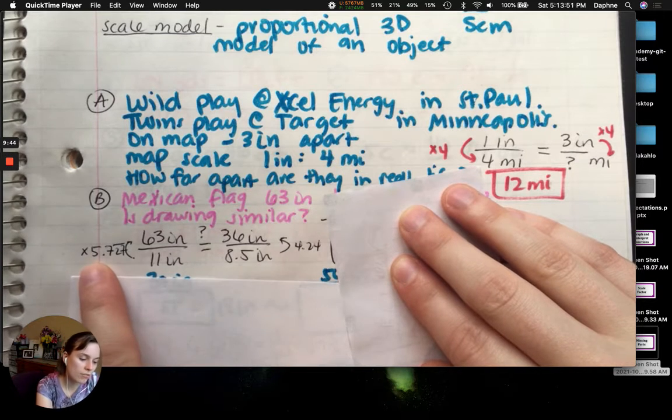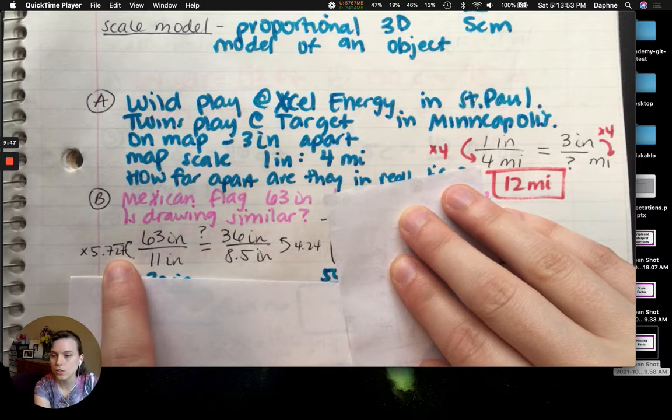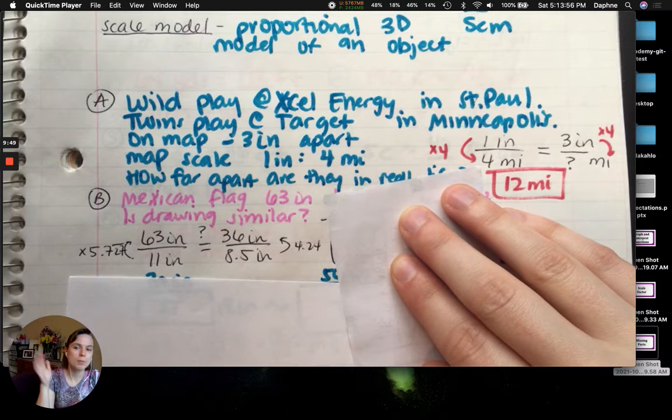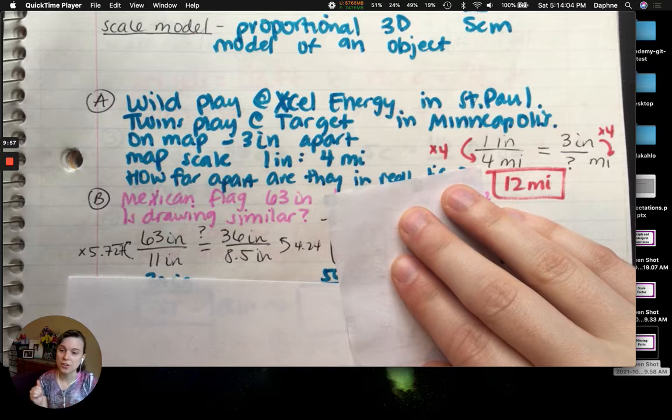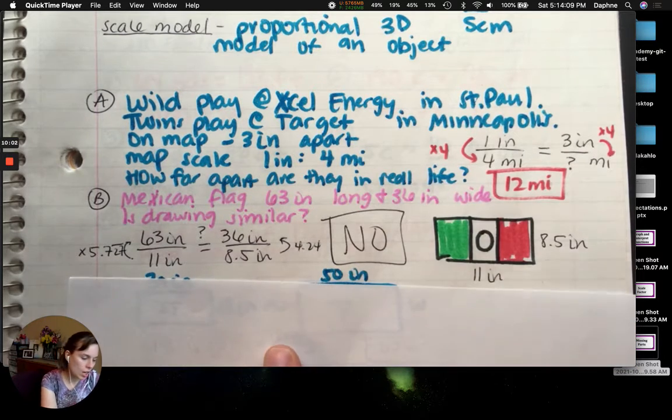This is 5.7272727272727. It keeps going. There's a bar on top for that. And then, are the scale factors the same? If they are, the figures are similar. If they're not, it is not similar. Okay, they are not similar.